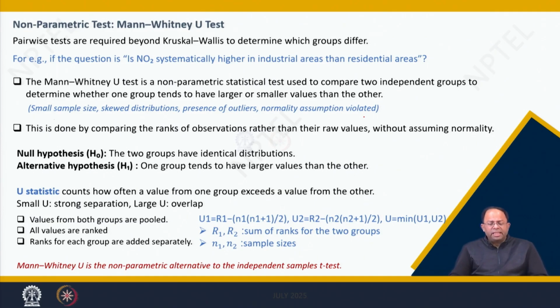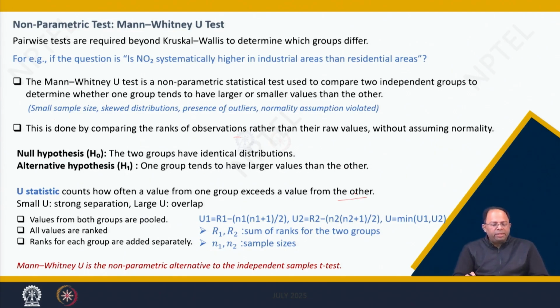So in this case, we compare the ranks. In the previous one, we compared the medians. So here we are comparing the ranks of observations rather than the raw values, and we also assume no normality. The null hypothesis H0 is that the two groups have identical distributions, and the alternative hypothesis is that one group tends to have larger values than the other. The U statistic counts how often a value from one group exceeds a value from the other.